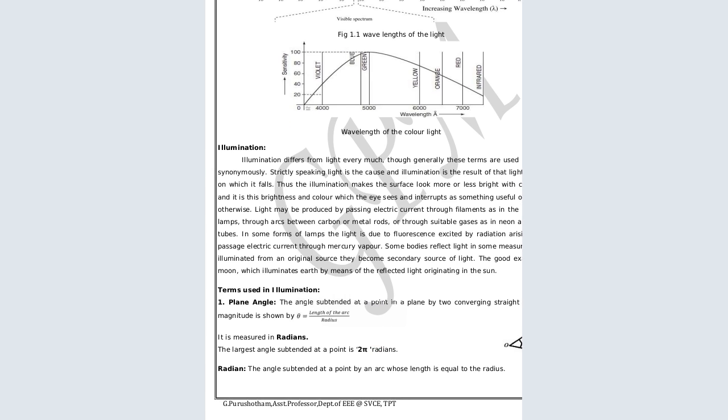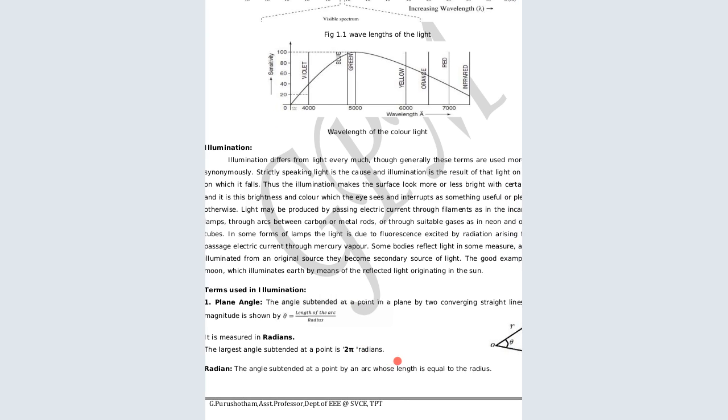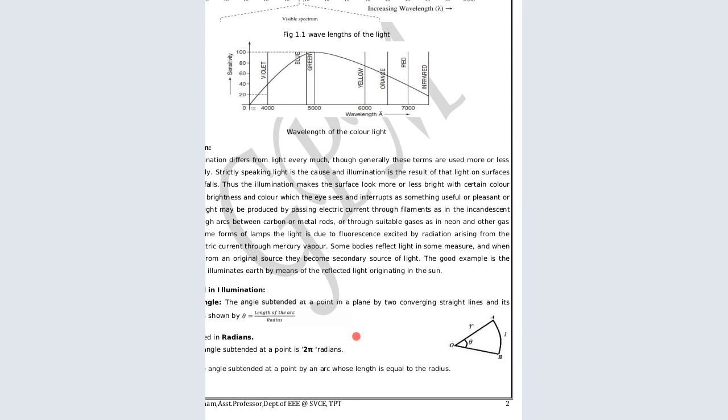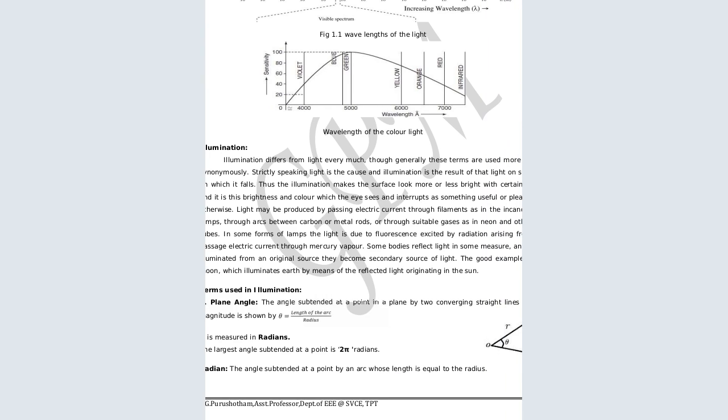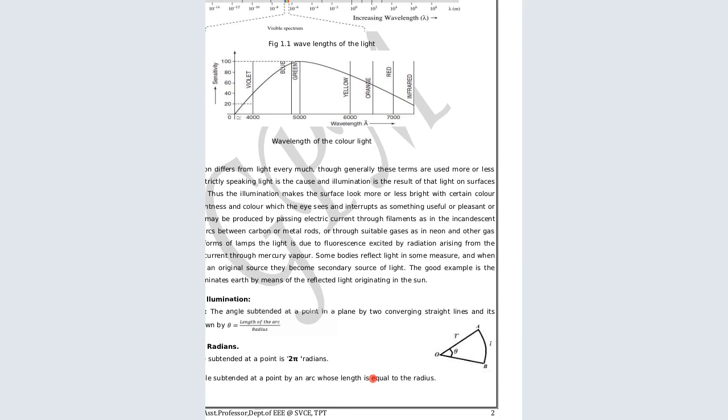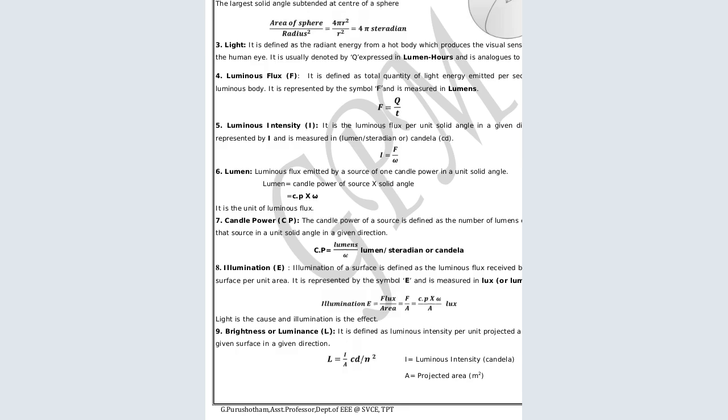The terms used in illumination: we have the plane angle. It is the angle subtended at a point in a plane by two converging straight lines, and its magnitude is shown by theta. That is the length of the arc over the radius. It is measured in radians, and the largest angle subtended at a point is 2 pi radians. A radian is the angle subtended at a point by an arc whose length is equal to the radius. That is the plane angle.